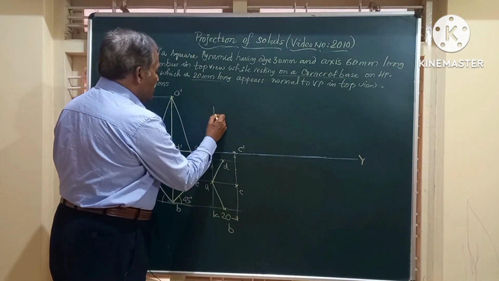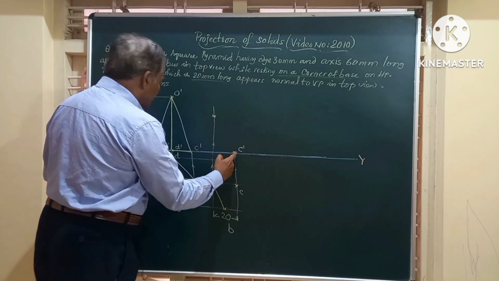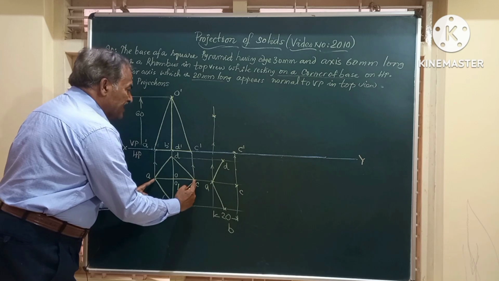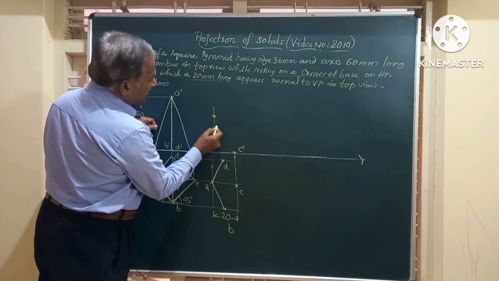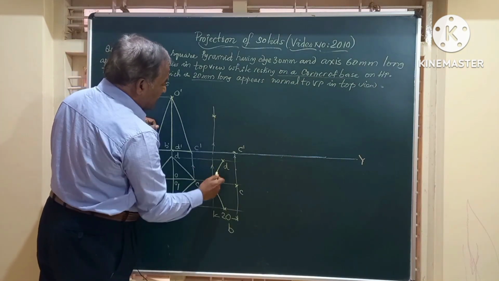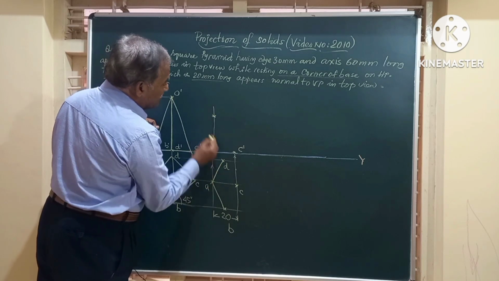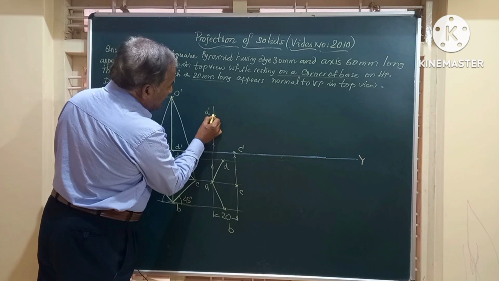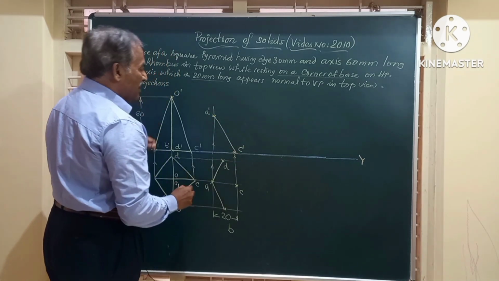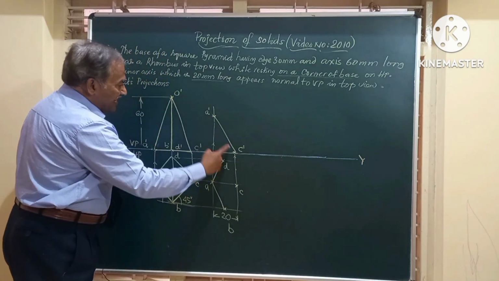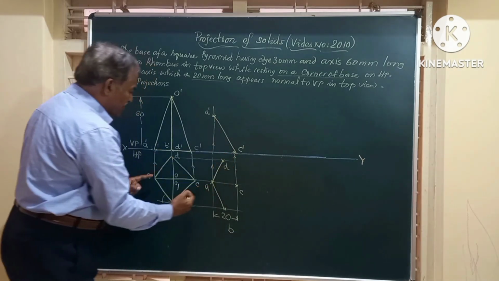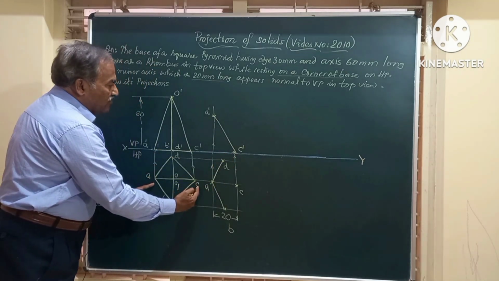So what I do, I take C dash as center and radius equal to the length of the diagonal AC. I draw an arc to cut the vertical through this at this point. So this is going to become A dash. Join A dash to C dash. And friends, this line A dash C dash will have a length equal to the length of the top view.